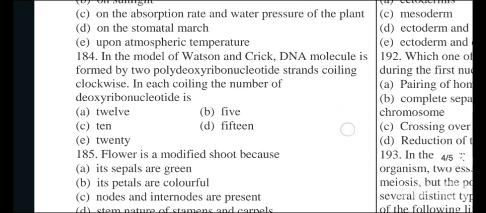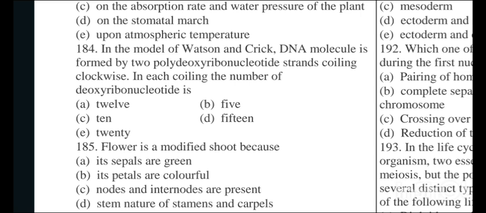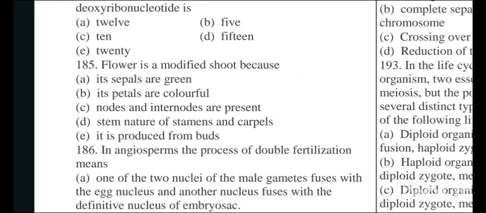Next question, the model of Watson and Crick DNA molecule is formed by two deoxyribonucleotide strands coiling clockwise. In each coiling, the number of deoxyribonucleotides is, so the correct answer is 10. Flower is a modified shoot because of the presence of node and internodes.